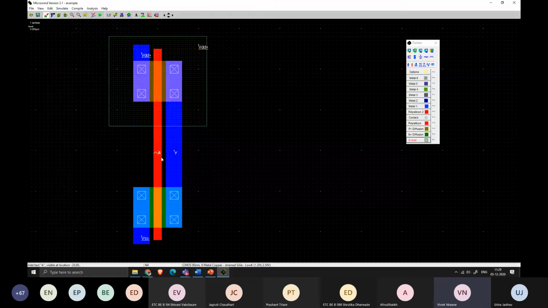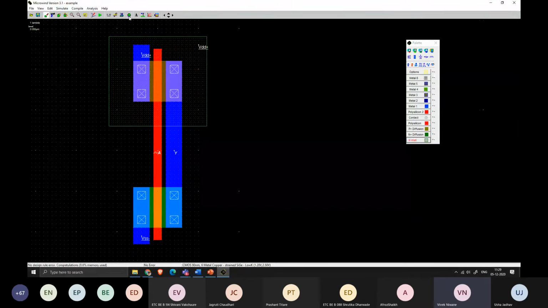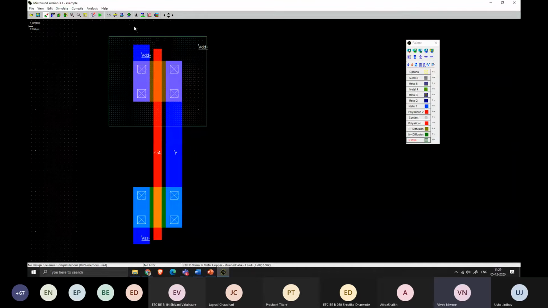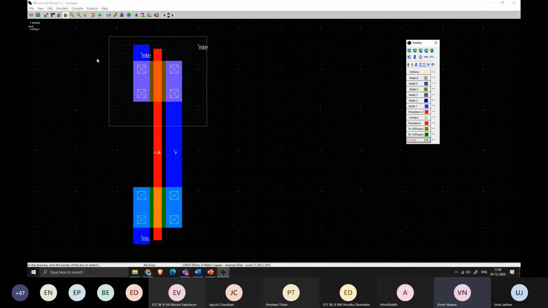So we have applied the input as well as we have applied the output. One important thing, we need to check for the DRC, design rule check. If you are clicking on this option, design rule check, it is going to check for the dimension rules of your layout. अभी मैं क्लिक कर रहा हूं लेकिन कुछ एरर नहीं आ रहा है. Let me introduce some error.